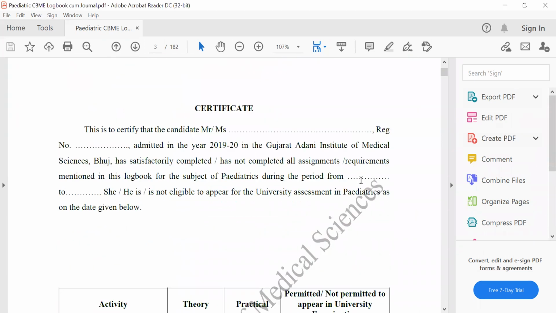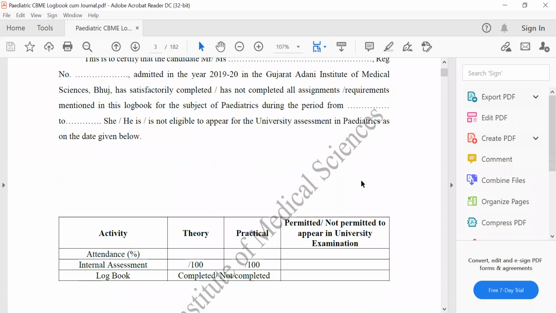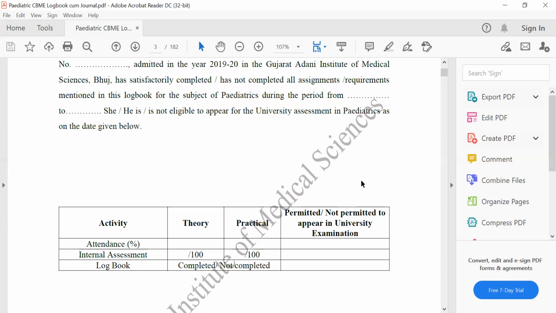And after that, this certificate states that the student has completed these criteria: attendance criteria, internal assessment criteria, and logbook completion. So according to this, we have to give the certificate to the student, so that the student is eligible for appearing in the university exam or not.